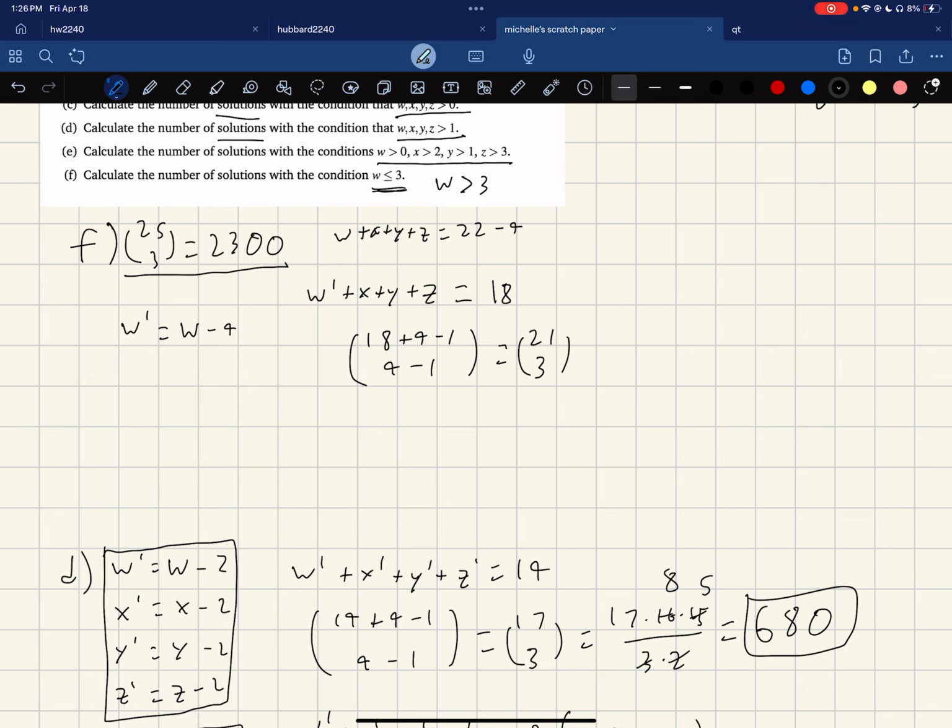This is actually the exact same as part B, which unfortunately I just erased. I'm pretty sure this was equal to 1330. So now our total number of solutions is just the total number with no condition, which is 2300 as we found up here, minus the complement of our condition, which gives us 1330. So under our condition, we're given 970 total solutions.